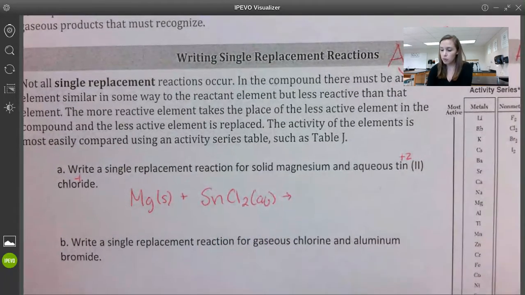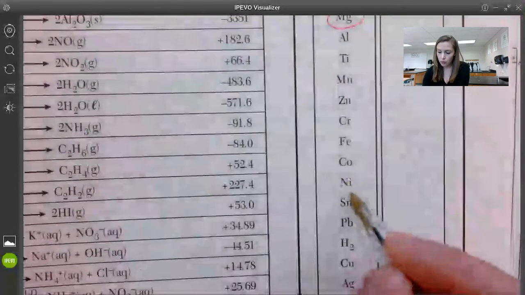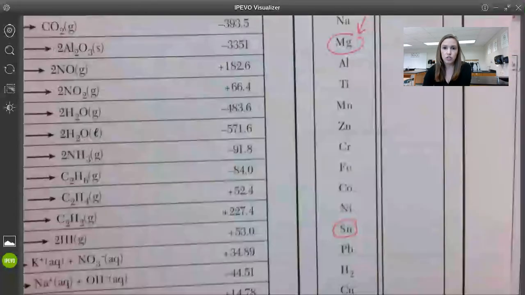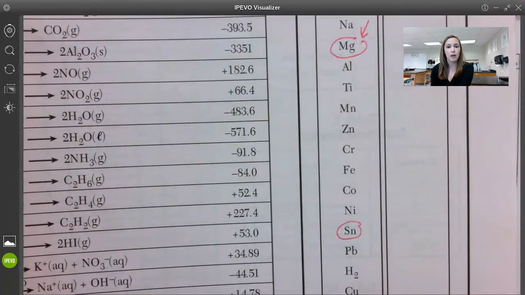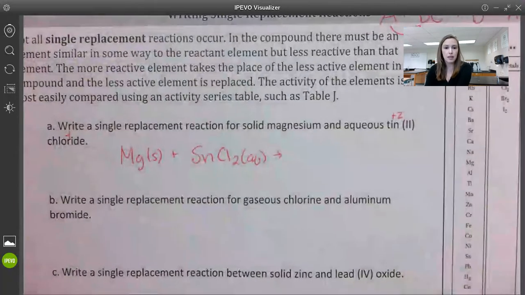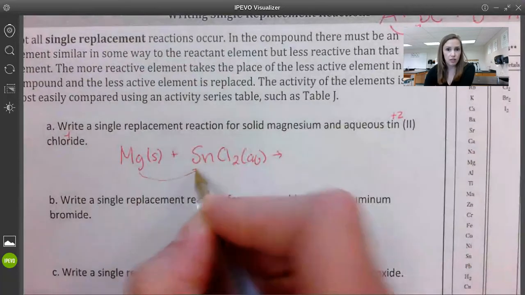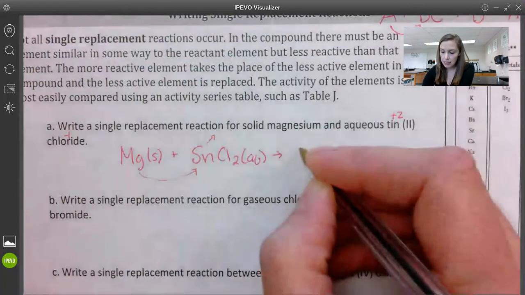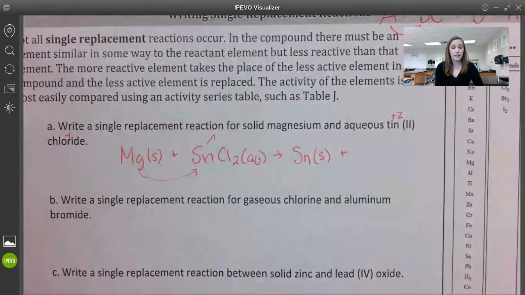One thing we would check for is to make sure on Table J, I have Mg up here, I have tin below. The element that's by itself that is going to do the replacing has to be higher than the element that's in the compound that it is going to replace. If it is not, the reaction will not occur. So for this, because magnesium is higher than tin, it's going to come in, you don't actually have to draw these arrows, and kick out tin, which means tin is going to be by itself. It's monoatomic. It's a solid at STP.